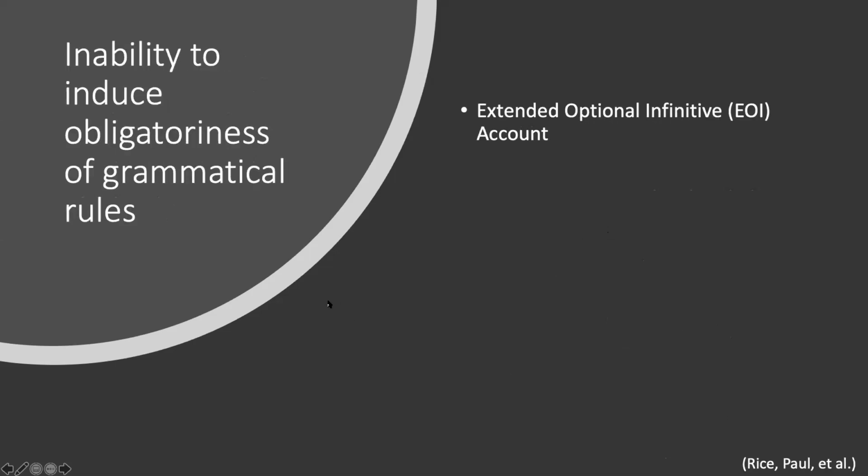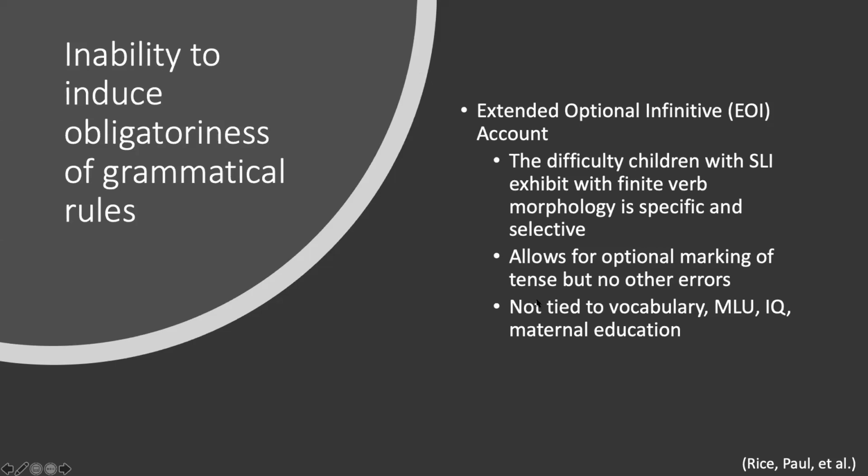And then I think we have two more. This is the inability to induce obligatoriness of grammatical rules. The first time I came across this theory, I was like, what the heck is this? Just because it has so many words. But basically all it's saying is that children with SLI will go through a period of only optionally marking tense morphemes much longer than typically developing children.